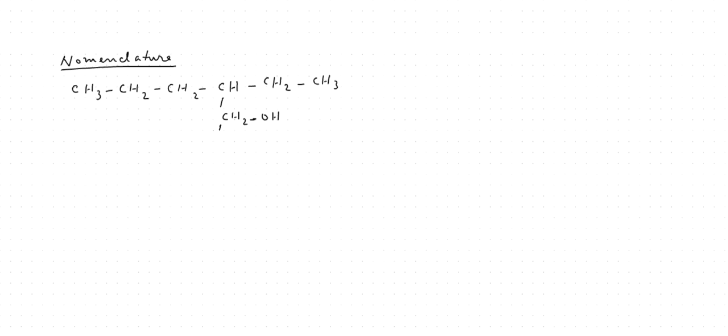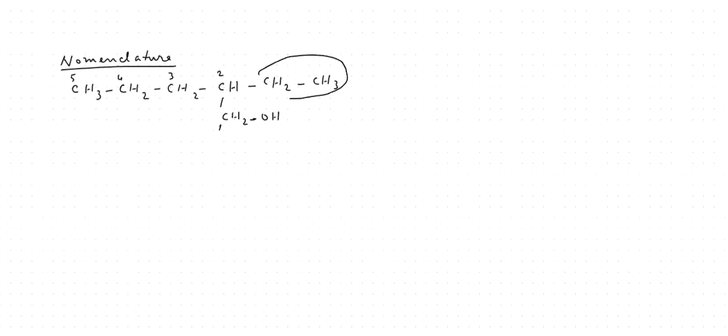Now, the longest chain is the parent chain. If I go towards my right, 1, 2, 3, 4. If I count the carbons towards my left, 1, 2, 3, 4, 5. So the longest chain is towards my left. So it has 5 carbon atoms. So the numbering is 1, 2, 3, 4, 5. In the second carbon position, an ethyl group is attached. I can take the entire group as an ethyl group.